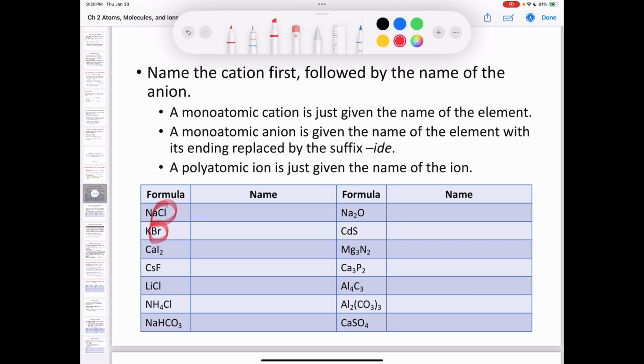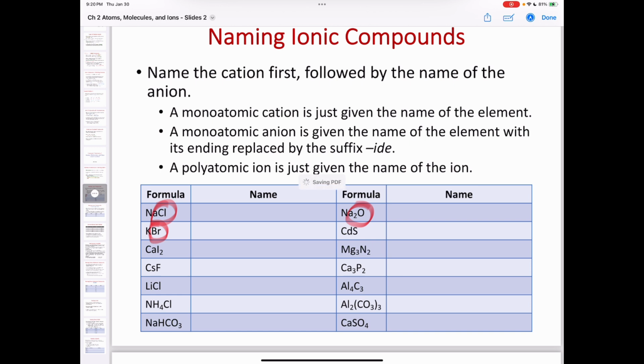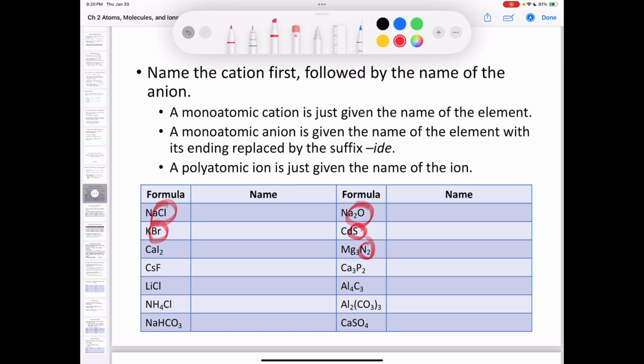Here instead of oxygen, it would be oxide. Here it would be sulfide, nitride, etc. So let's see if we can name some of these. You have to bear with my handwriting a little bit. The first one is going to be sodium. We just name the cation, and then we have not chlorine, chloride, okay? Next one, we have potassium. And we have bromine, so it's not bromine, it's bromide, right? Bromide. The next one, we have calcium.